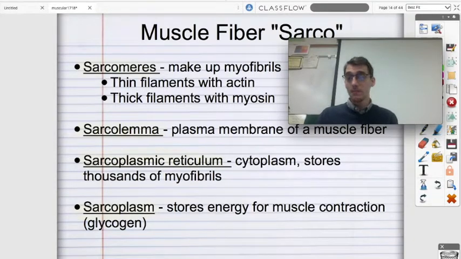Thin filaments are made up of a protein called actin, and thick filaments are made up of a protein called myosin. We're going to look at these in just a second so you can get a visual of what I'm talking about. So myofibrils are made of actin and myosin.